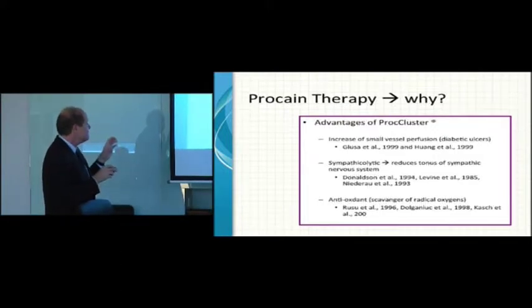And it has been shown that procaine has a very substantial beneficial action on the perfusion and microcirculation, for instance, in diabetic ulcers. It has a sympathicolytic activity, which reduces the tonus of the sympathetic nervous system. It's very good in a balancing way for overstressed persons. And it also functions as an antioxidant.